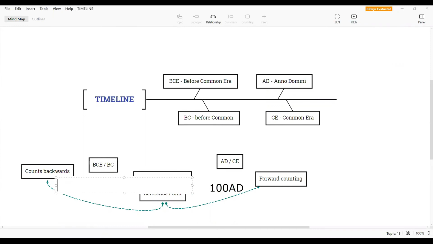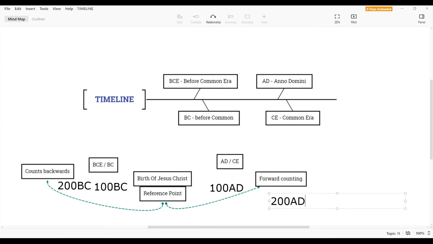200 BC. And here we have 200 AD. What happens here is that it will be counting in a forward manner. First will come 100, next will come 200. It goes on in such a way. But here it is counting backward. First from this side it will come 100 BC, and next we'll have 200 BC, where 100 BC is older than 200 BC.